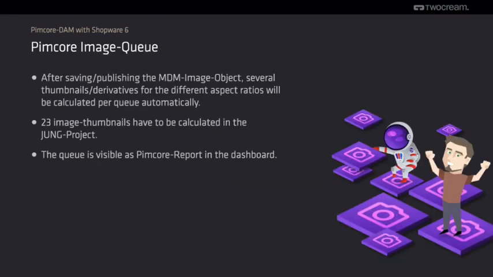After publishing an MDM image object, several thumbnails have to be rendered. In the current case of the new website, 23 different thumbnails are needed. The rendering process is managed by an image queue within Pimcore. This queue is visible on the Pimcore dashboard via a custom report.